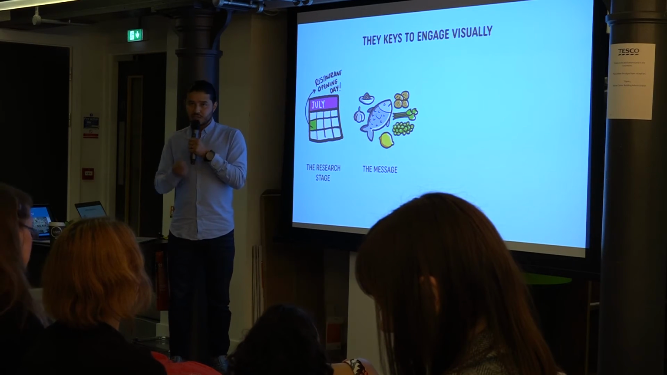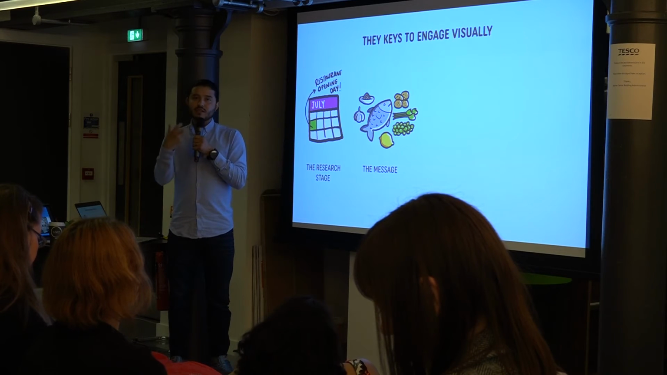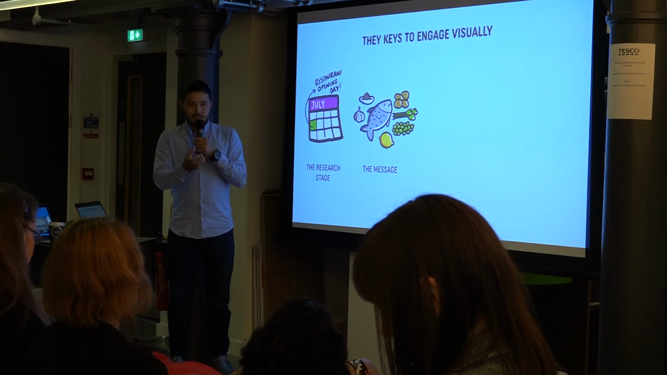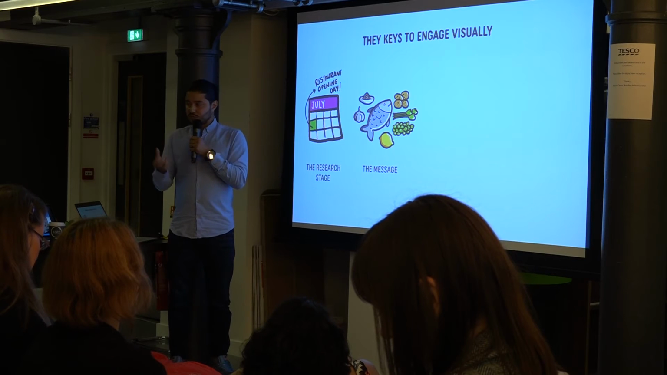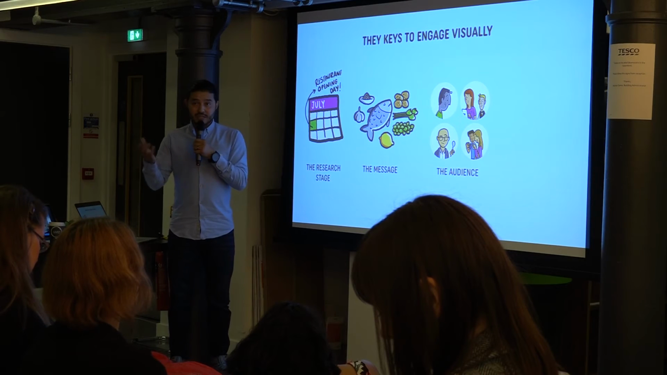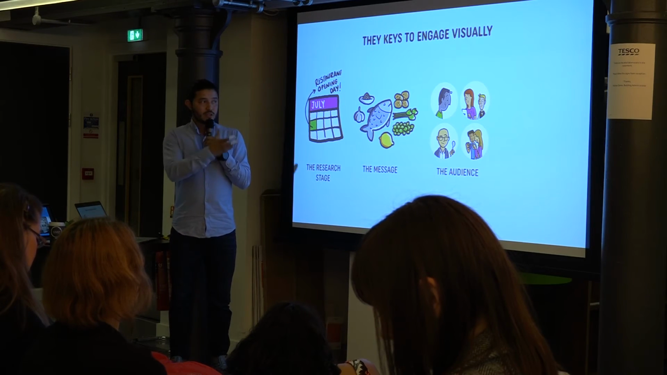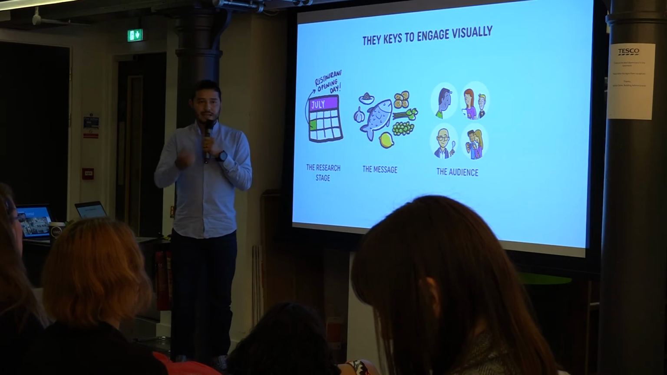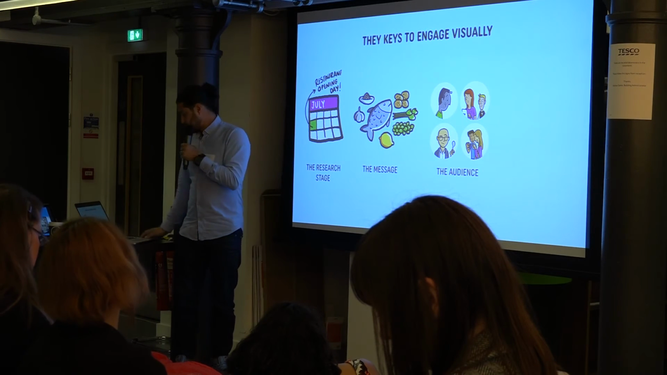Then the message is about the ingredients. So what ingredients are you going to pick in the supermarket to make this dish rich? We've got the audience again, so who are you going to cook for? Is it the main user, the client again? So always have in mind the audience in order to visualize something.